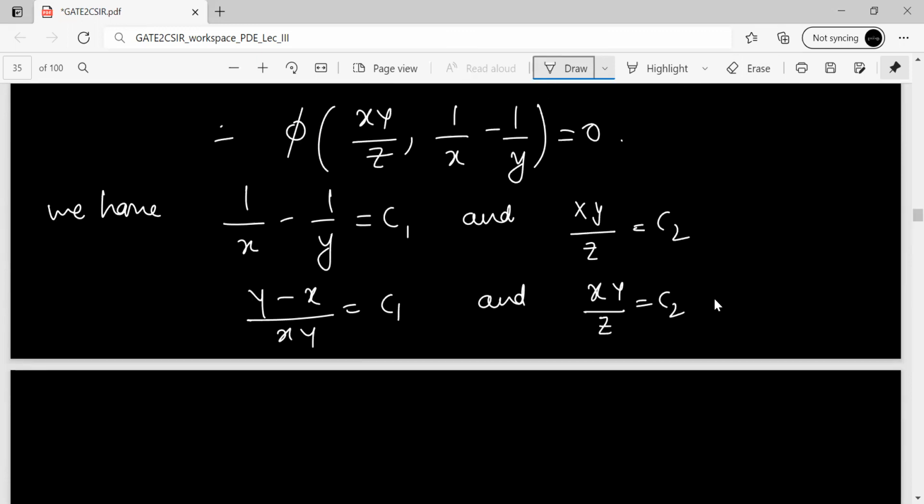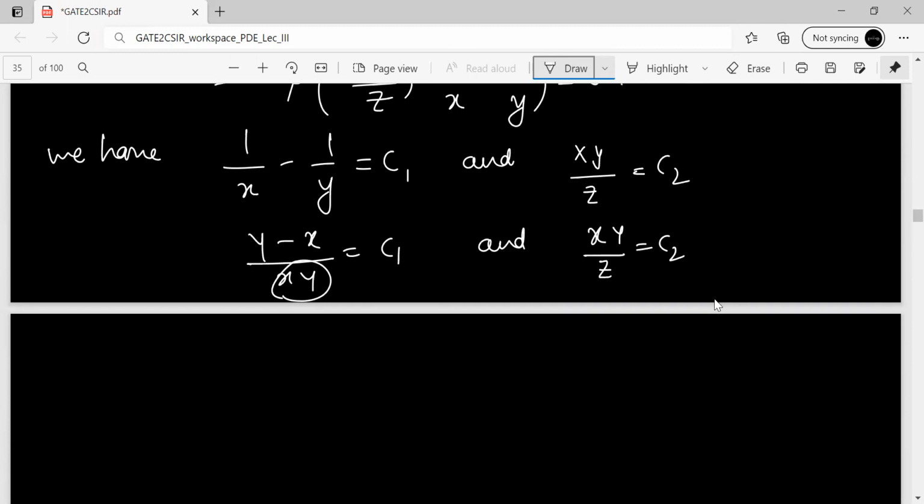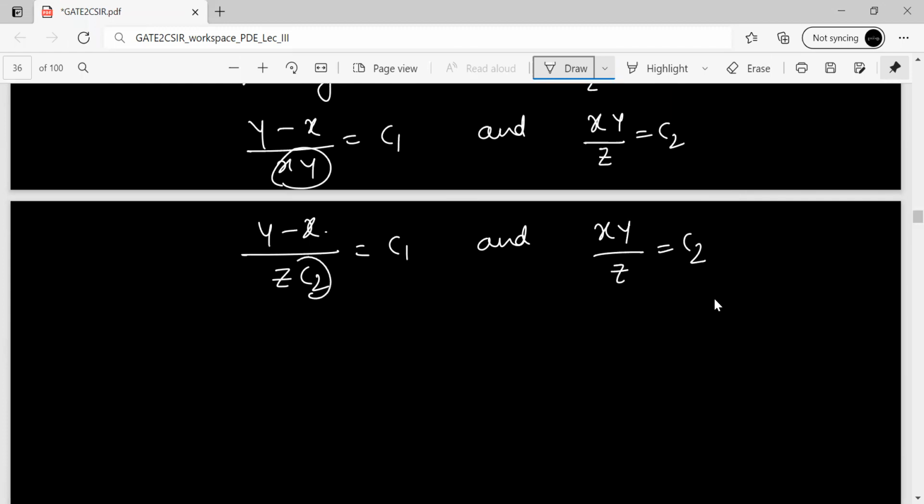Okay, equal to c2. What at the place of xy if I write down z c2 equal to c1, and keep it here. Okay, keep it the way it is. Now take this c2 here. So y minus x upon z equal to c1 and c2. I call it some c3, fine, and xy upon z equal to c2.